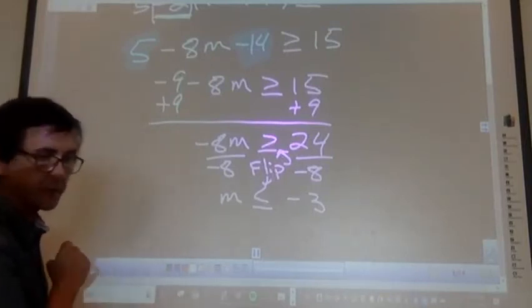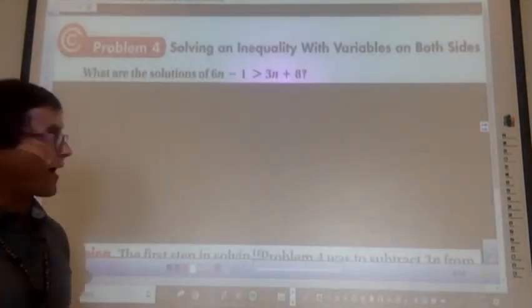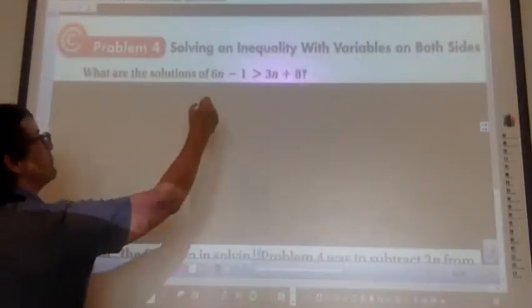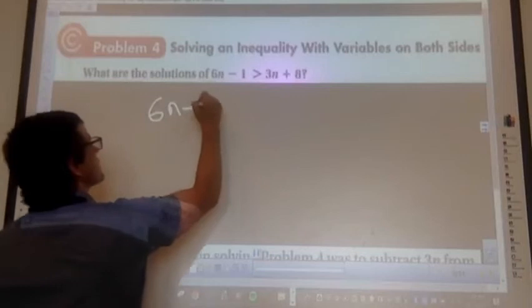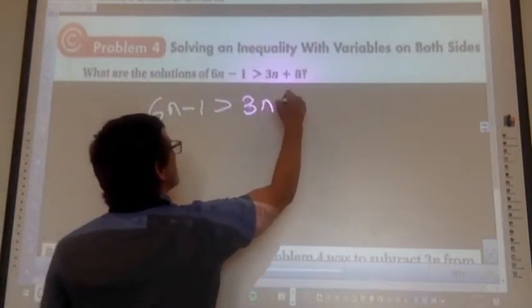Looks like everyone's done writing that. Okay, so now solving an inequality with variables on both sides. You have 6n minus 1 is greater than 3n plus 8.